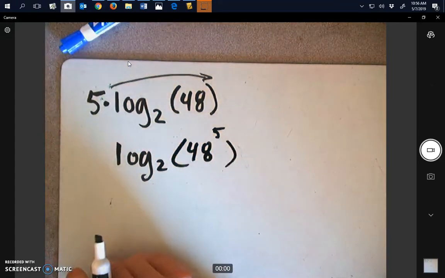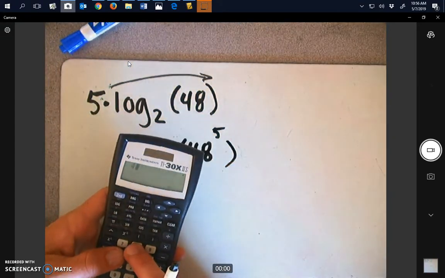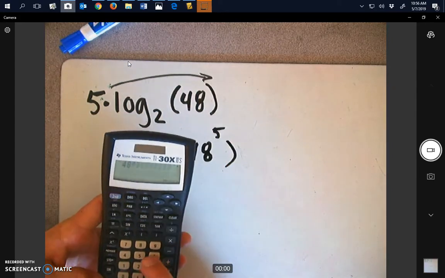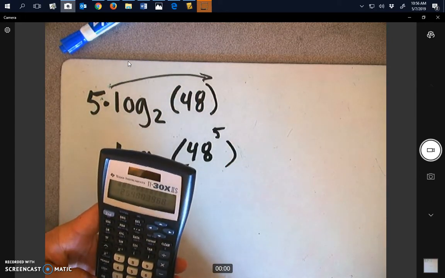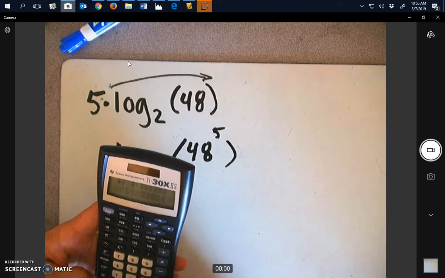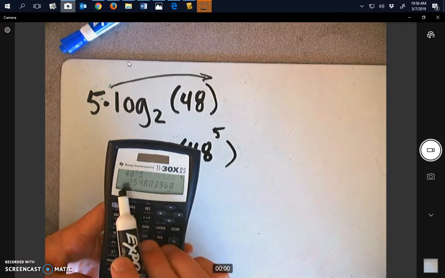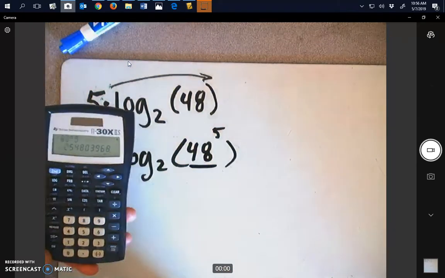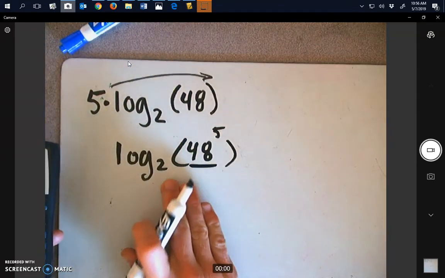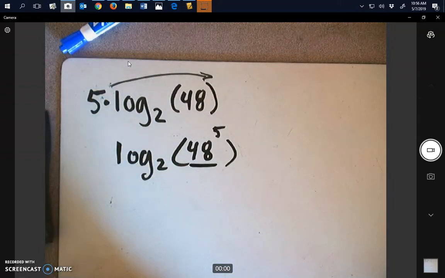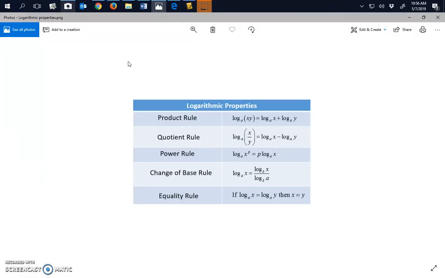You can evaluate that if you want. 48 to the 5th power is a very large number, let's say about 254,803,968. Instead of typing out all 9 of these digits, I'm just going to leave it like that. Now, to evaluate this, we have to do something called change of base, which is also back in here. You can see down here the change of base. We can rewrite any log as 2 other logs with the x on top of the a, and we can pick our base. This is really helpful. I'll show you why right now.